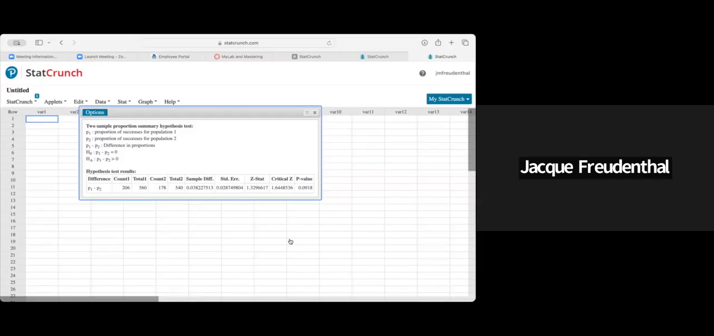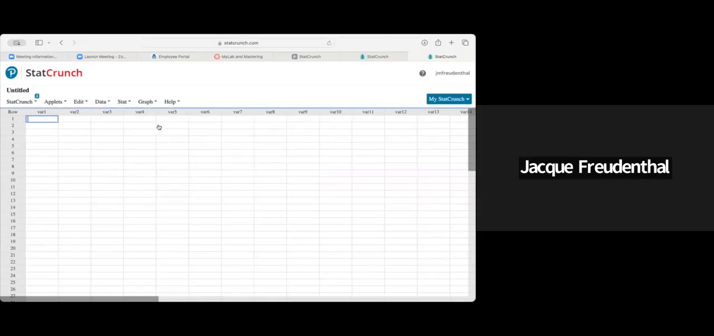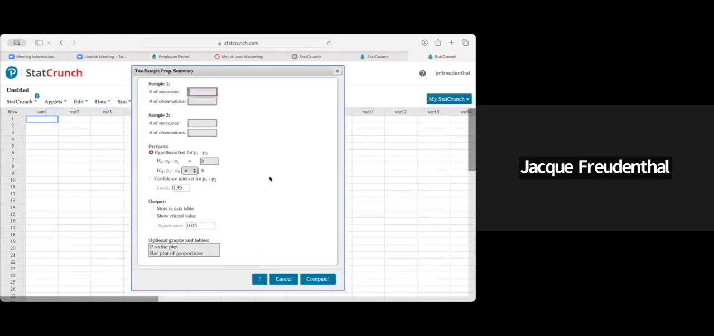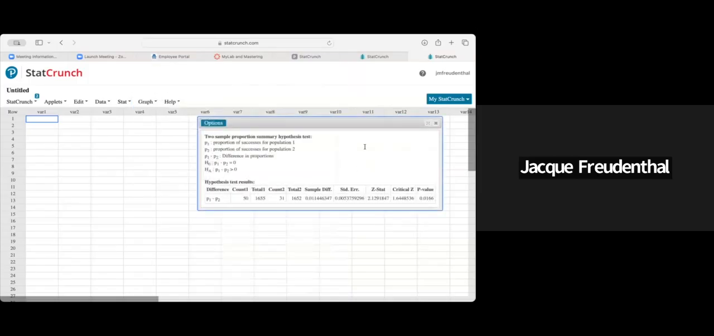Let's just do one more here. We want to go over number 4. So number 4 was when we looked at the Clarinex versus the placebo. So again, Stat, Proportion, 2 samples with summary. The statistics for this one: we had 50 out of 1655 for the Clarinex, and for the placebo we had 31 out of the 1652. We're doing a hypothesis test, and again it's a right tail test, so we're going to choose greater than. And this time we're testing at, again, the 5% level, so I'm not changing that. Then I'm going to hit compute.